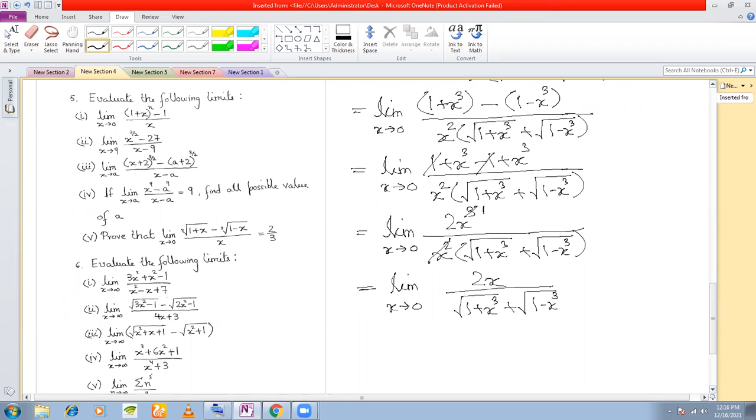Now if you see denominator is a non-zero here, so you can put x is equal to 0. So you get 2 into 0 divided by root 1 plus 0 cube plus root 1 minus 0. Okay, so you're getting 0 actually. Okay, the numerator if you are getting 0, no problem, but denominator cannot be equal to 0. Fine.